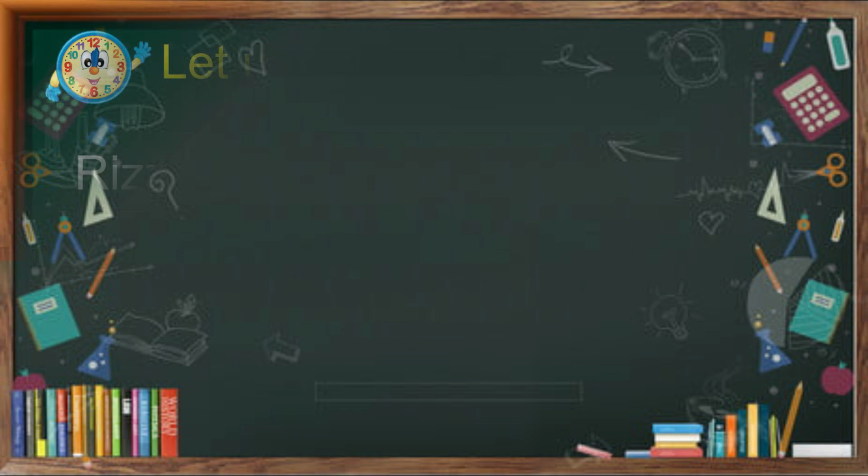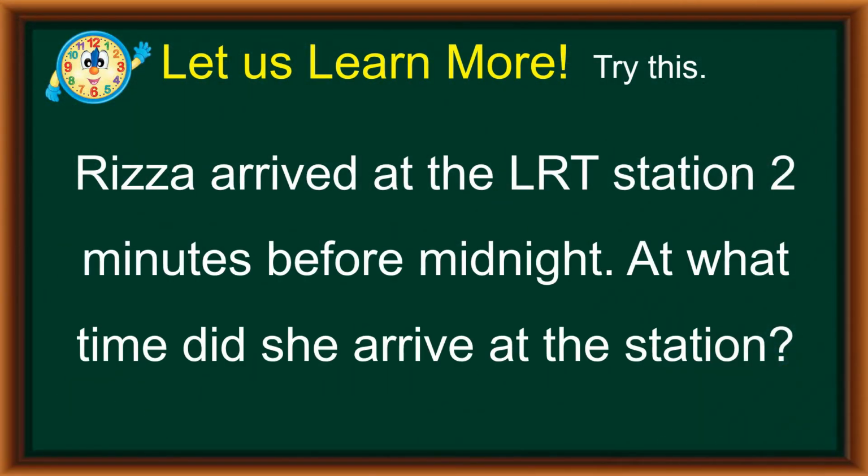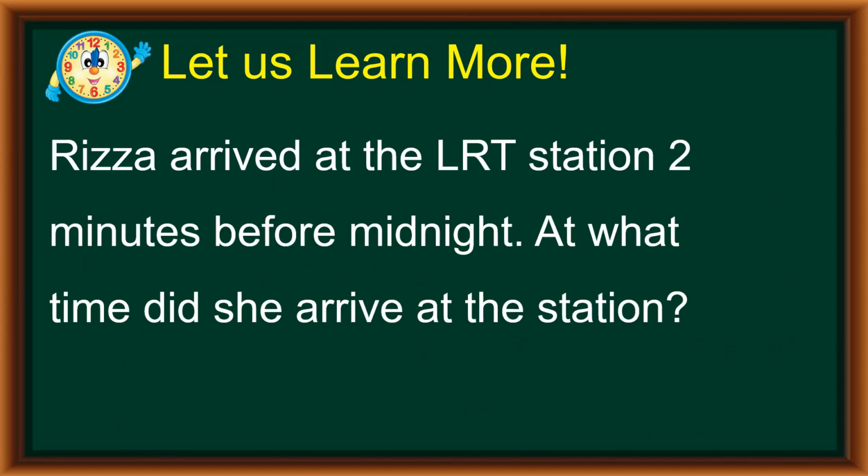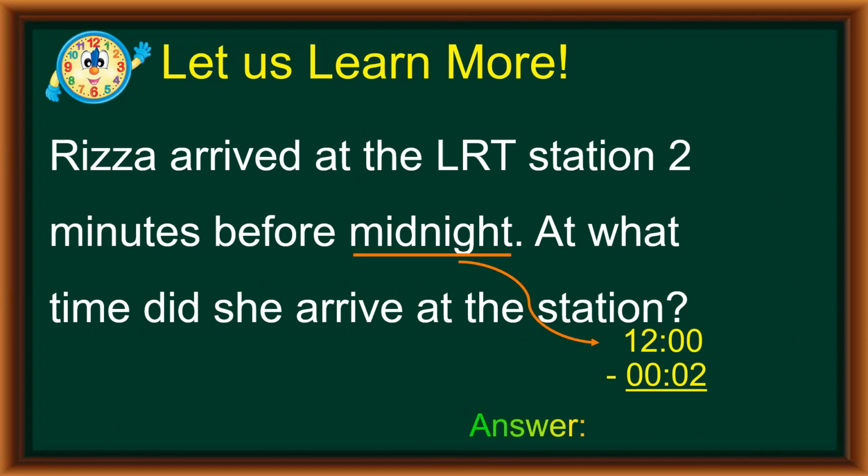Let's try another one. Riza arrived at the LRT station 2 minutes before midnight. At what time did she arrive at the station? I'm sure we are all familiar with the word midnight, which means 12 o'clock at night. Subtracting 2 minutes from 12 will result in 11:58 p.m.